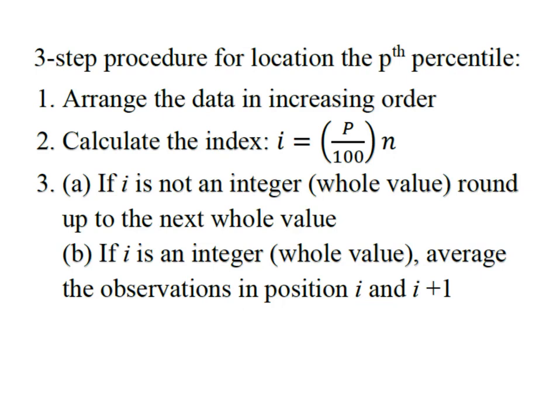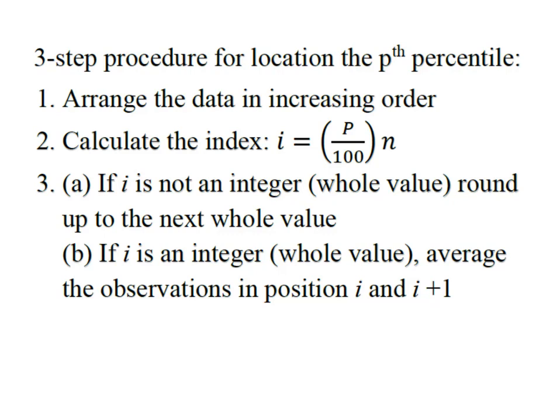First thing is there's a three-step procedure for locating any percentile, decile, quartile. We're going to arrange the data in increasing order from smallest to largest. Then we have to calculate an index. An index simply points us to the data set to look for an observation that is located in the index location. We find that by taking P, the percentile of interest, divided by 100, multiply that by n, the number of observations in our data set.